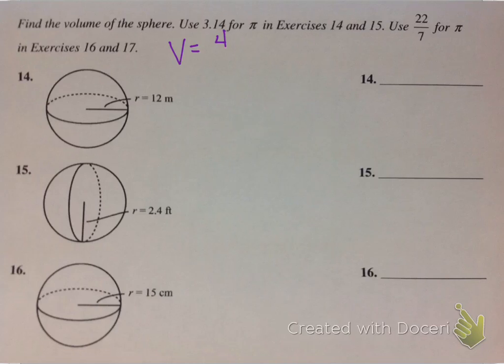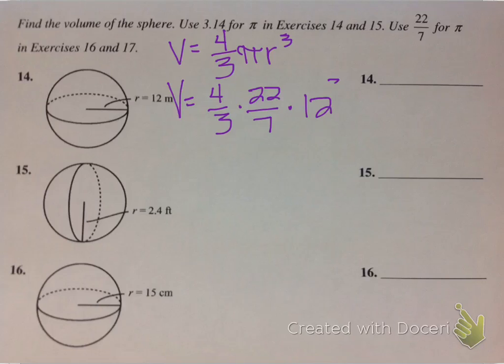So 4/3 pi r cubed. So 4/3. I'm going to use the 22/7 on this one just because I already have a fraction, so I'll go ahead and use that one. And then times my radius cubed. My radius is 12, so 12 cubed. And I can put the whole thing in my calculator.